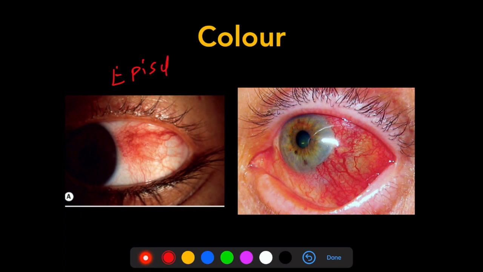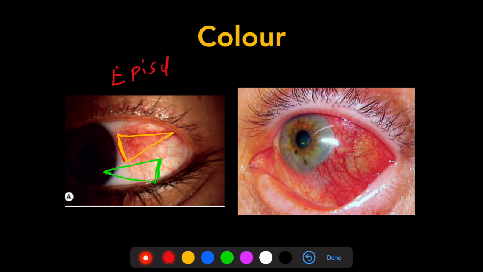You can see this kind of a bright red appearance, and you have a very unique pattern of distribution of these vessels. And this is going to appear like this. The base is here, whereas the apex is here. This is episcleritis. Whereas in an inflamed pterygium, you will appreciate it like this. This is how a pterygium grows. The apex is towards the cornea, the base is here, whereas it's just the opposite for episcleritis.